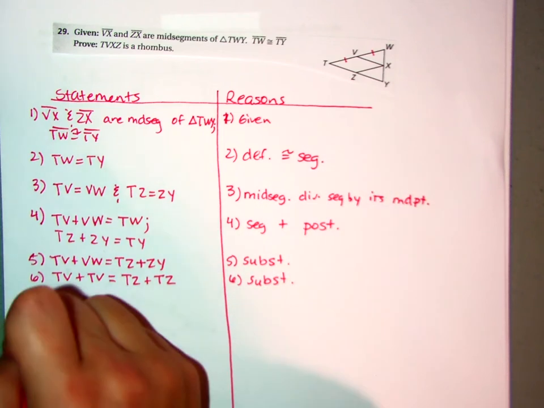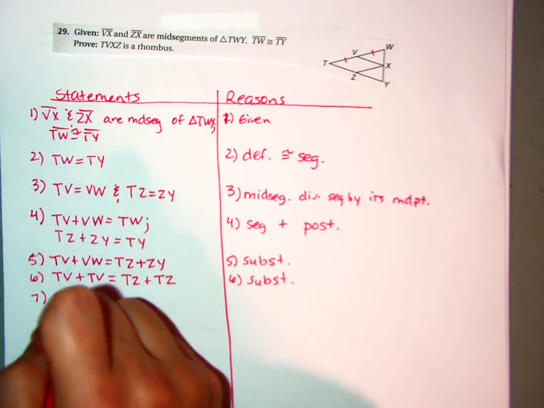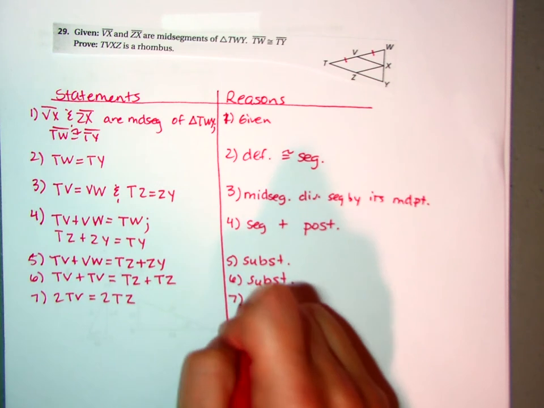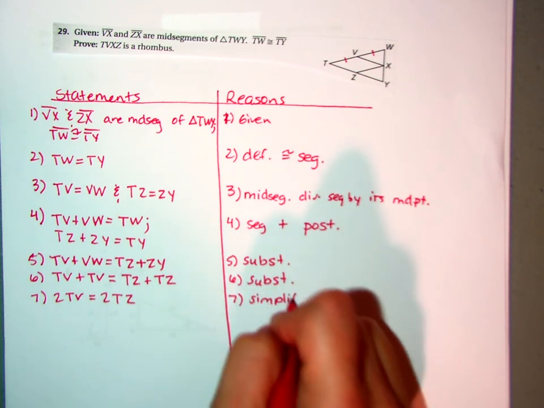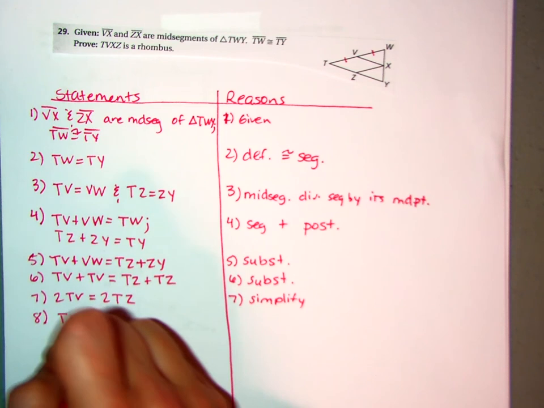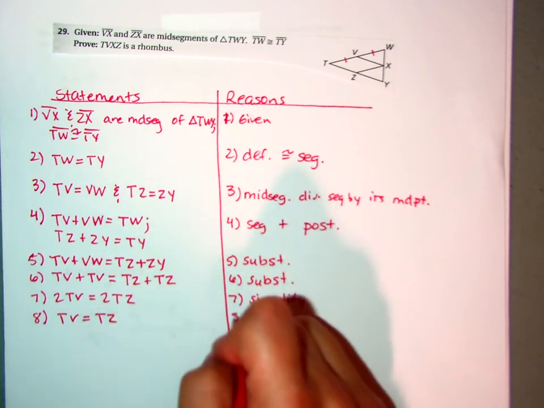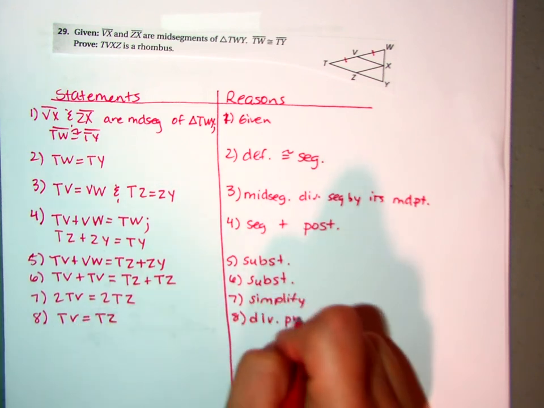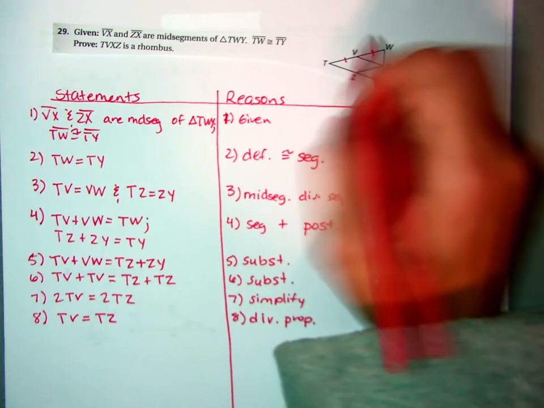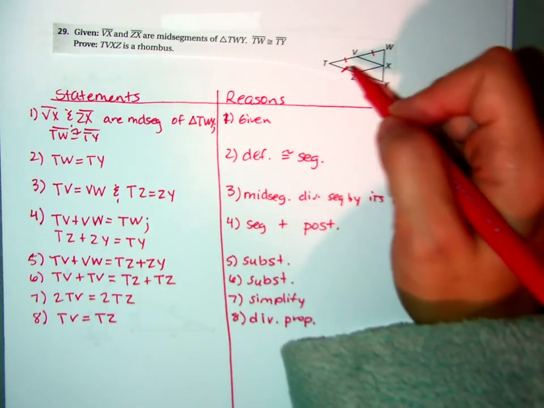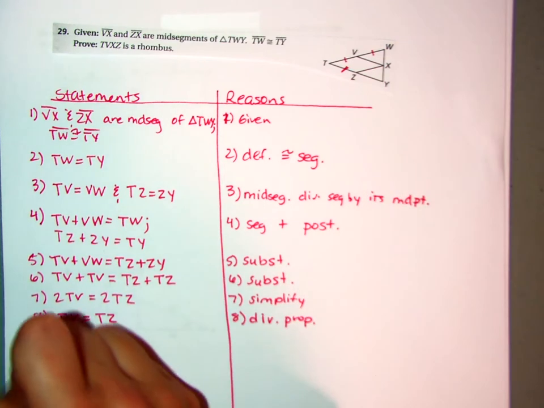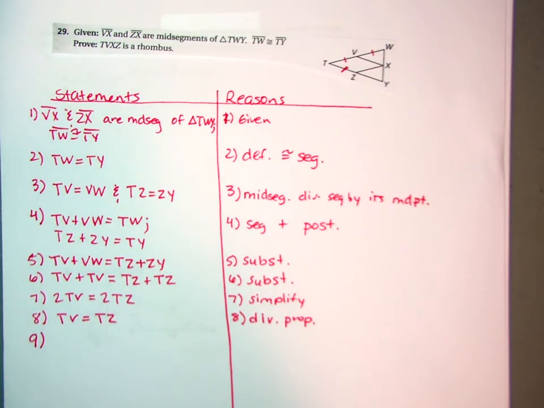Now let's simplify this. How many TVs do I have? 2 of them. How many TZs? 2 of them. So that's just simplify. Now if I divide both sides by 2, then I have TV equals TZ. So that is just the division property. So now let's go back to the figure and look at what we have. We now know that TV and TZ are the same. We've got 2 of our sides. We just need to prove these are congruent as well. So let's keep going and looking at what else we can do.